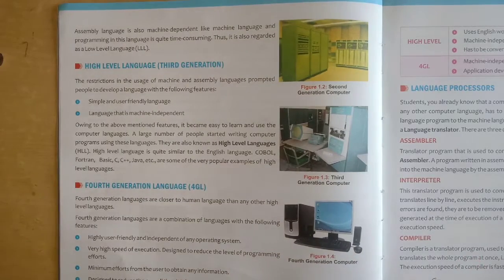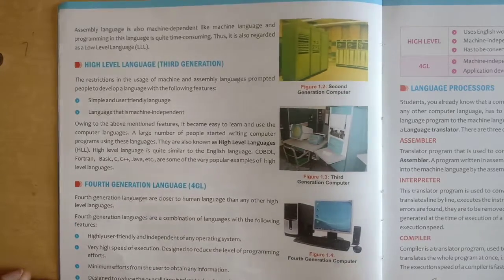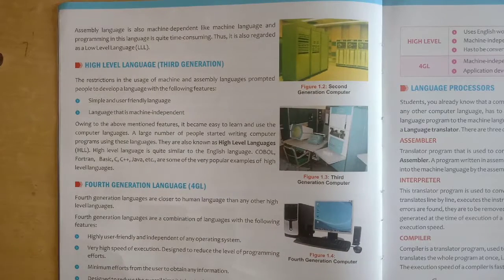So it means the fourth generation computer language is very important because execution speed is high and performance is good. So structured query language, SQL, is the most popular example of 4GL. 4GL means fourth generation language, and the best example you have is SQL, the structured query language.